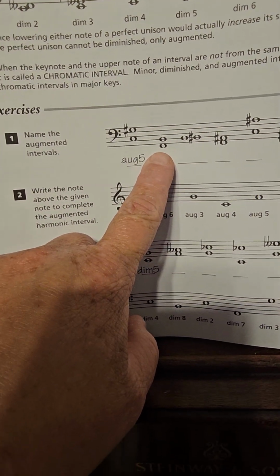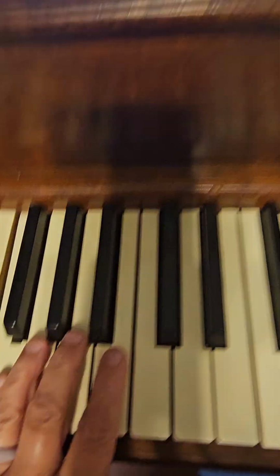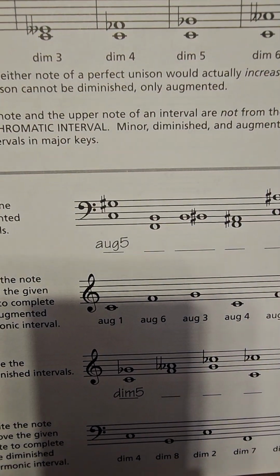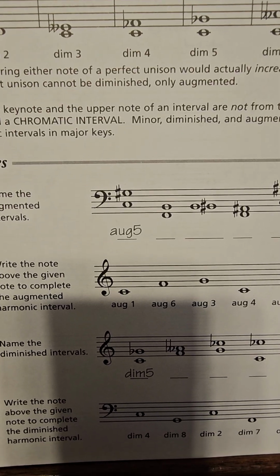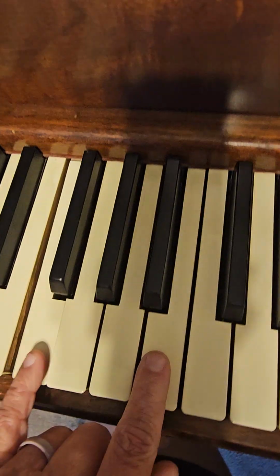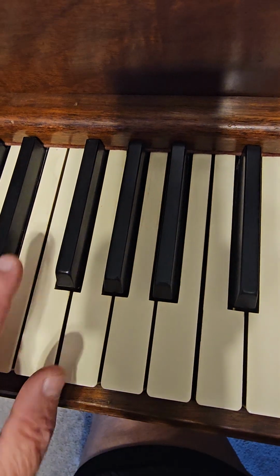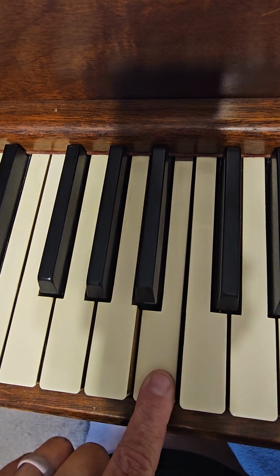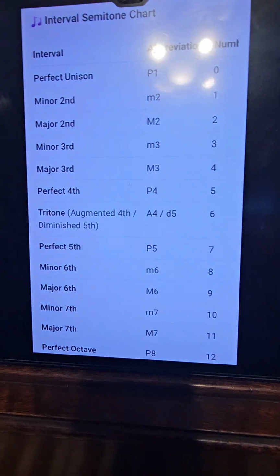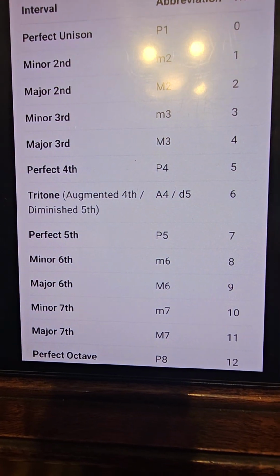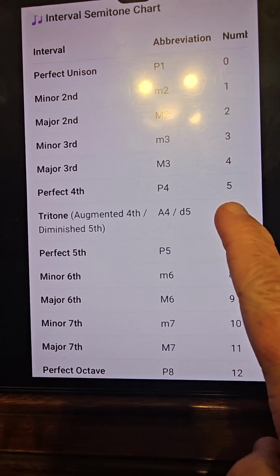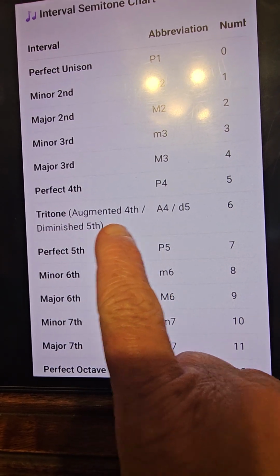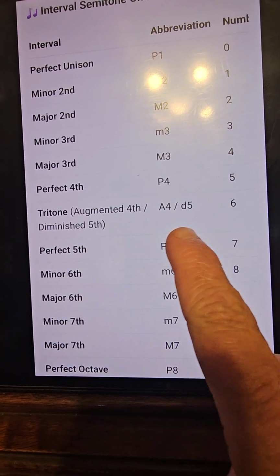Now if we look at this one here, we have an F and a B. Okay, there are no sharps or flats on there. So how are you going to know what it is? We've got 1, 2, 3, 4, 5, 6 semitones. So if we look on here, 6 semitones. It's going to be a tritone. It's either an augmented fourth or a diminished fifth.